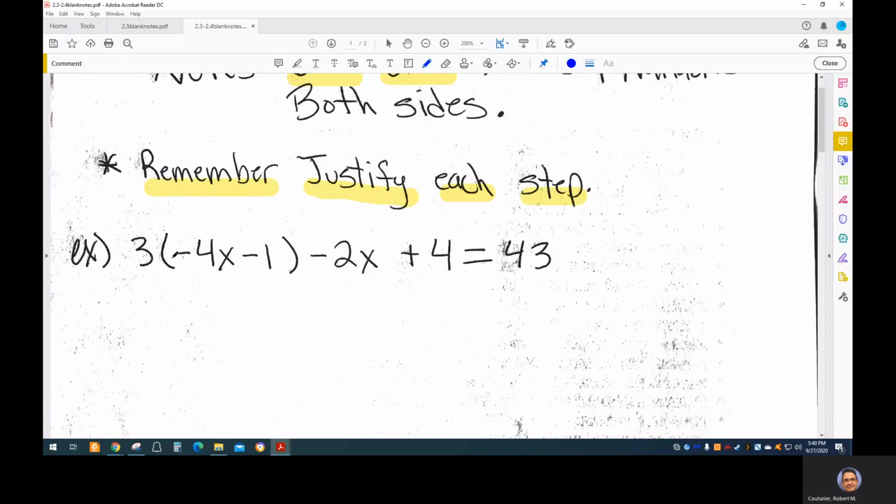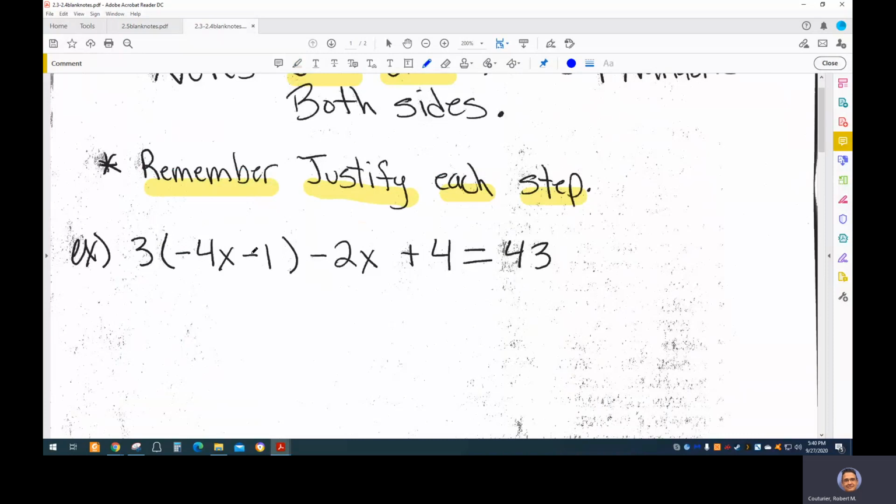Sometimes directions are super simple. All they say is solve. So this has a lot of pieces to it. Where do we start? What do we do first? Those are all the important questions we should be asking ourselves.